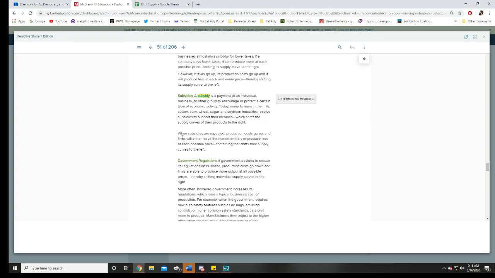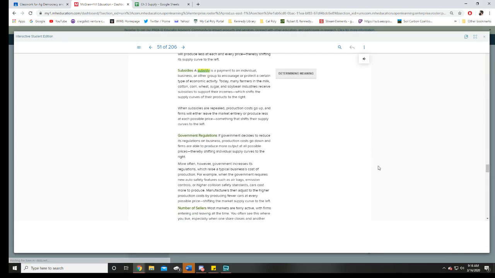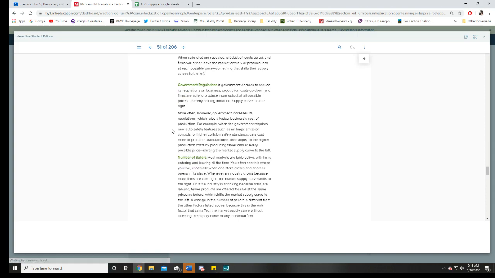But sometimes subsidies are repealed, which means the government takes away a subsidy from a company. Then the production cost will go up and productivity will go down. So they will produce less at each possible price. Therefore, the supply will shift to the left. Government regulations.